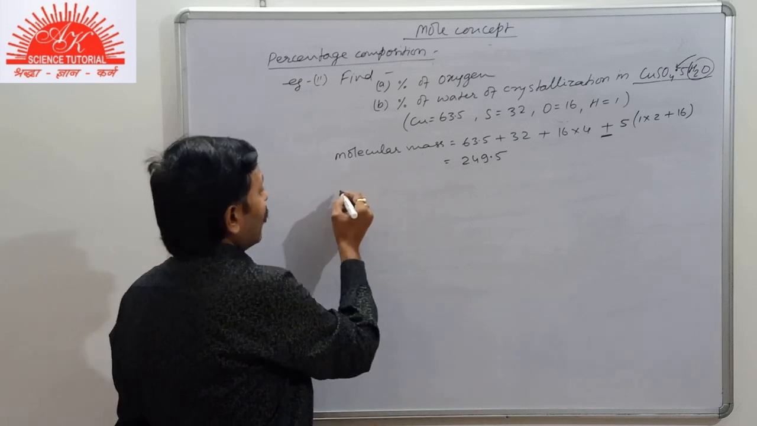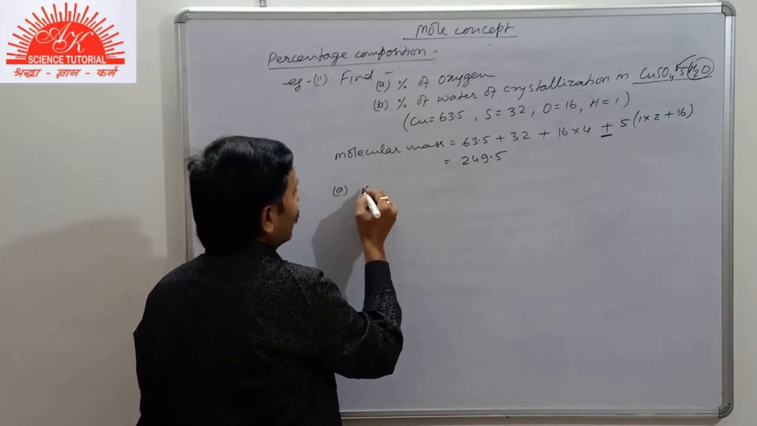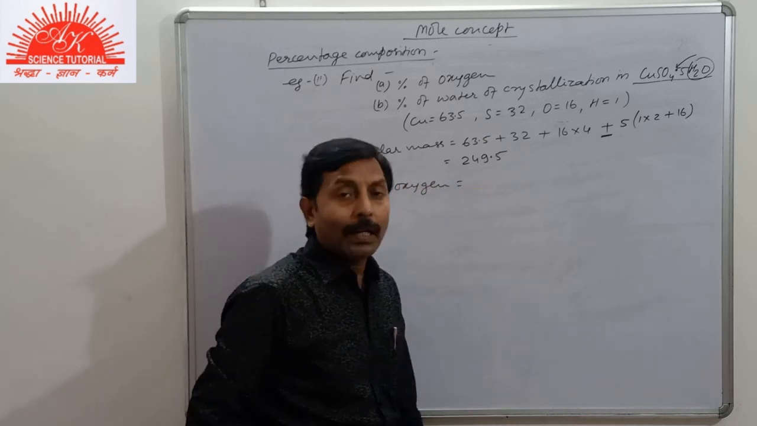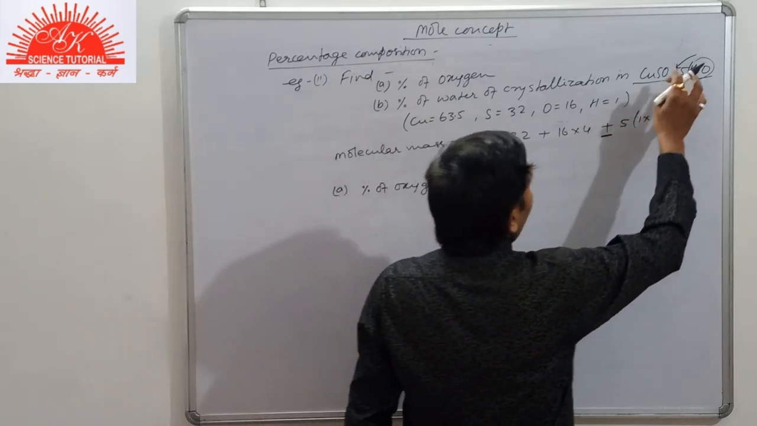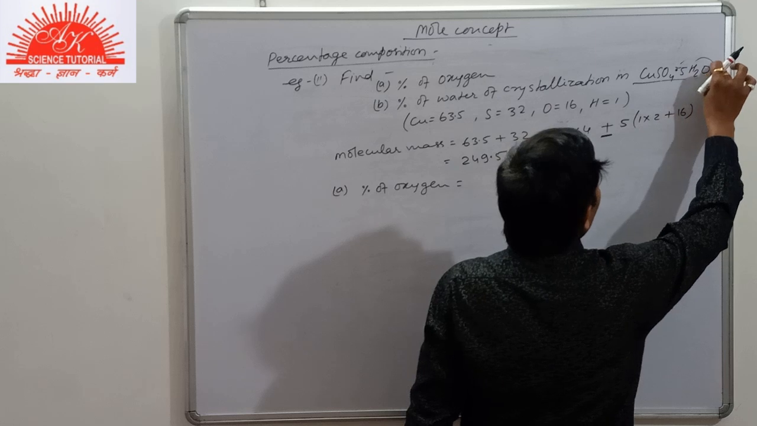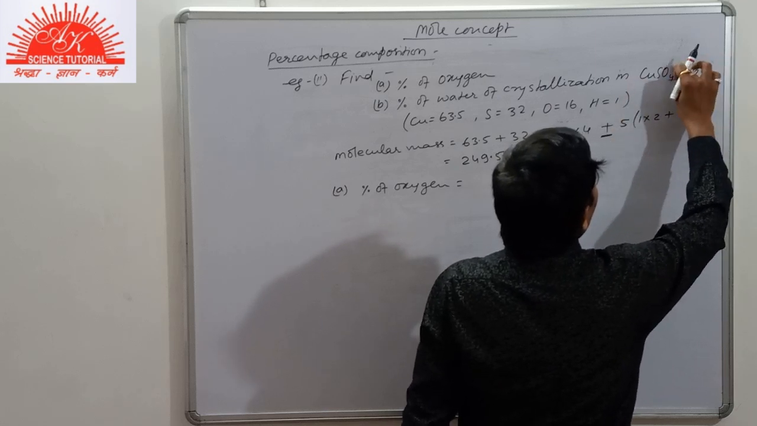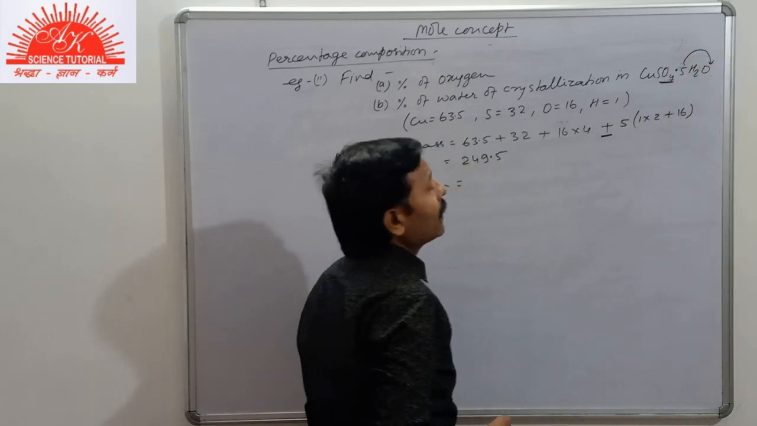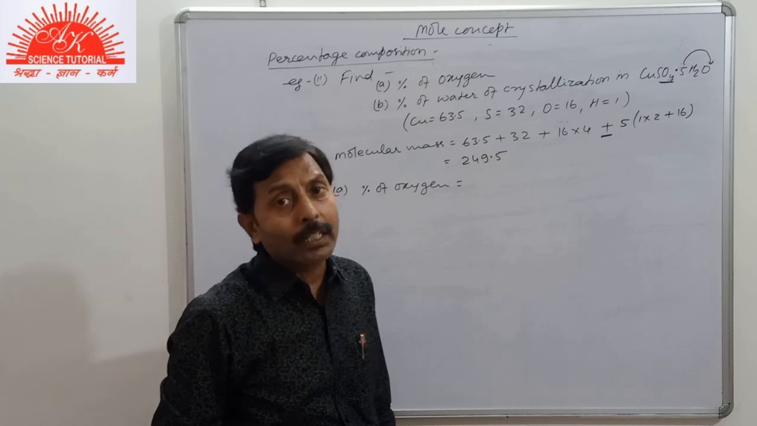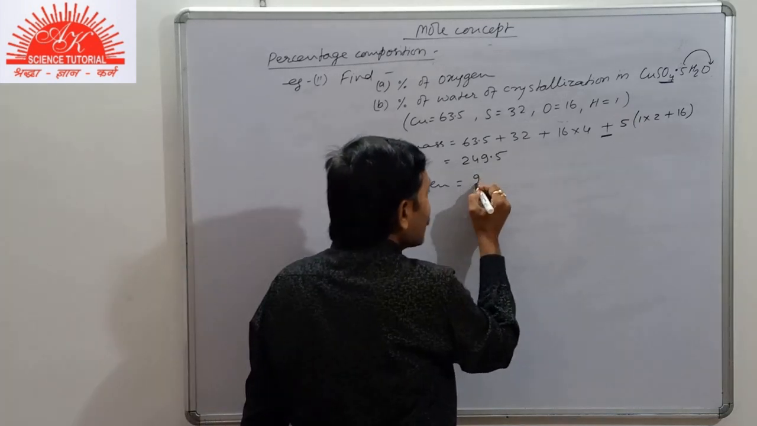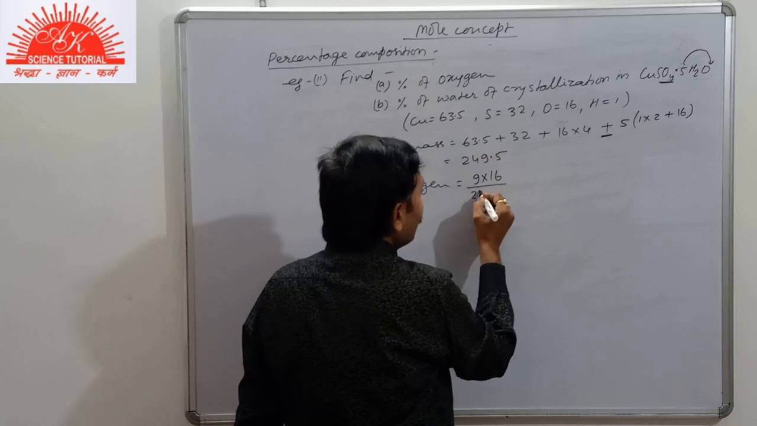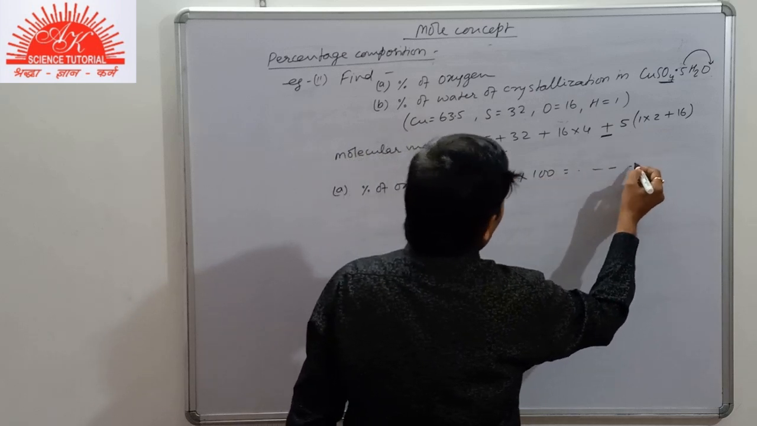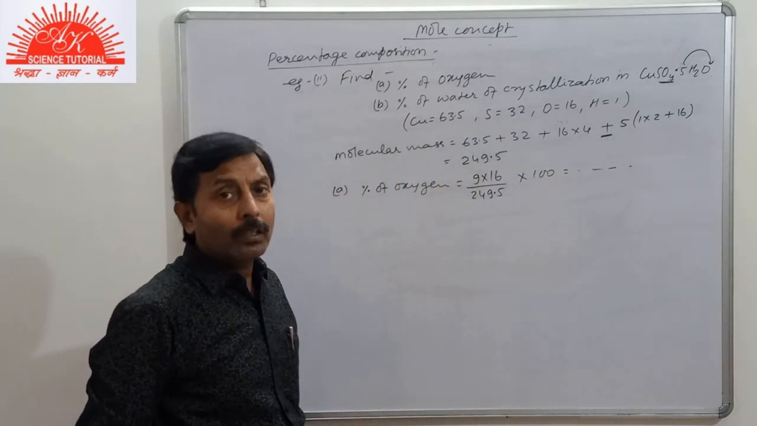So we have calculated it. Now go for the part calculation. Percentage of oxygen. Again part by total. Part of oxygen. Now you see here, in this part there are 4 oxygen and here 5 oxygen. So what is the total number of oxygen atoms? 9. Hence it is 9 into 16 divided by 249.5 into 100. Now we will calculate it. This is the method of calculation.